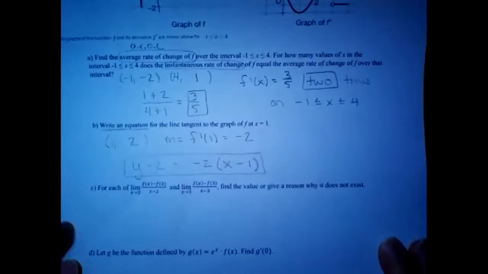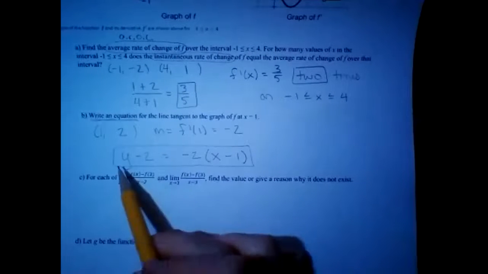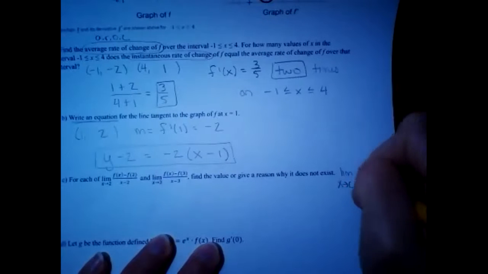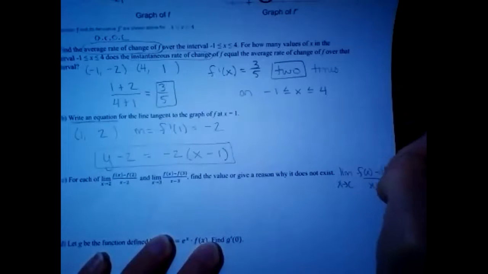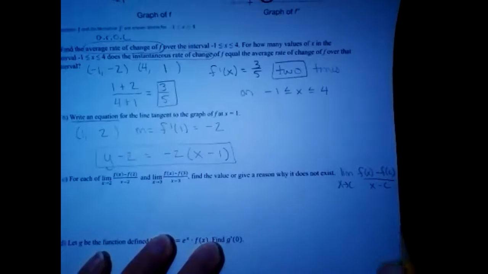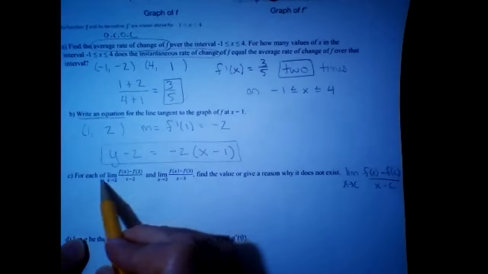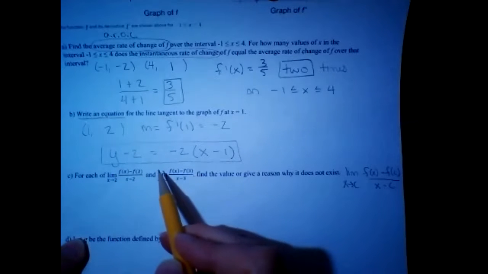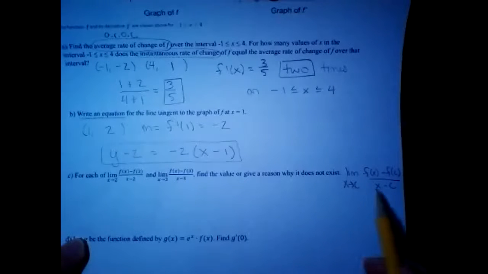It wasn't too bad. All right, letter C: for each of these two limits, find the value or give a reason why it does not exist. You have to notice this pattern from unit 2. Remember, the limit as x goes to c of f of x minus f of c over x minus c was one of our derivative patterns. This is the derivative at that point. So this means the derivative at 2, and this means the derivative at 3. You just have to recognize that the pattern is following this.